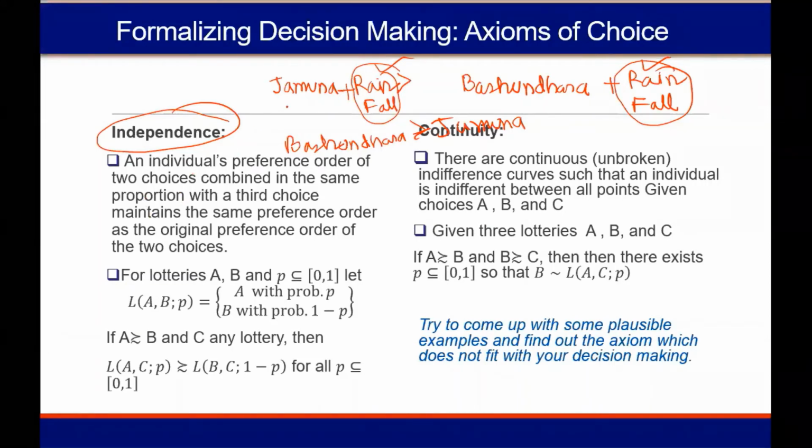Your preference is independent of any third choice, any third factor which will be added in the same amount to this one and this one. You can't switch between these two when a third factor is added at an equal amount. Okay.